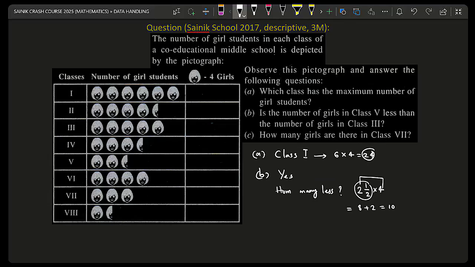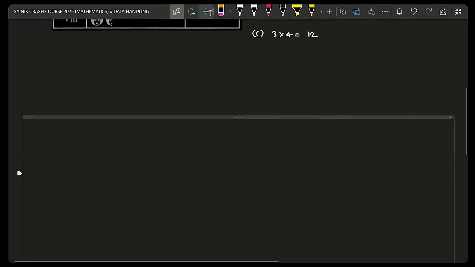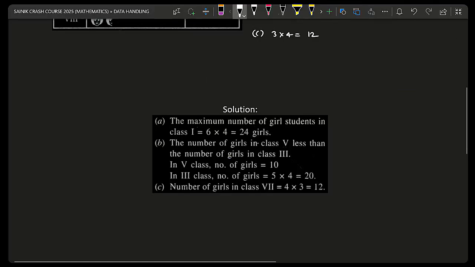And next, C. Srivastav, can you read question C? Sir, how many girls are there in class 7? Answer. Sir, 3 into 4. Yes, 3 into 4. How many? Sir, 12. 12 girls are there. Yes, this is a very simple question. So, the answers are: question A is 24, question B is 20, and question C is 12.